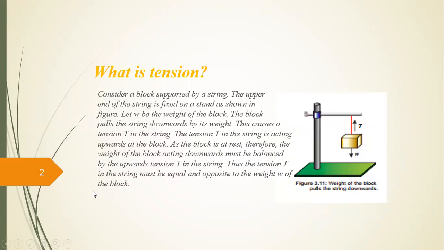Thus the tension T in the string must be equal and opposite to the weight W of the block. So here we are considering that the weight of the block and tension are equal but in the opposite direction. So we can consider them as action and reaction.